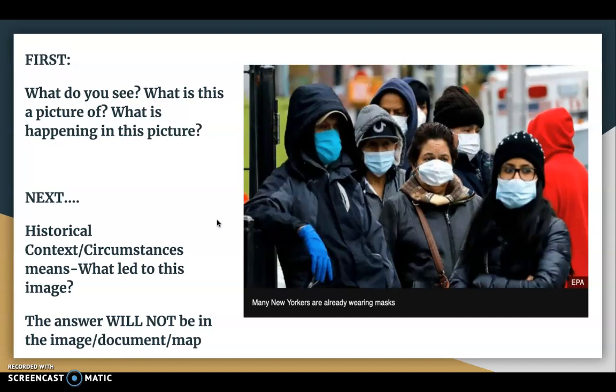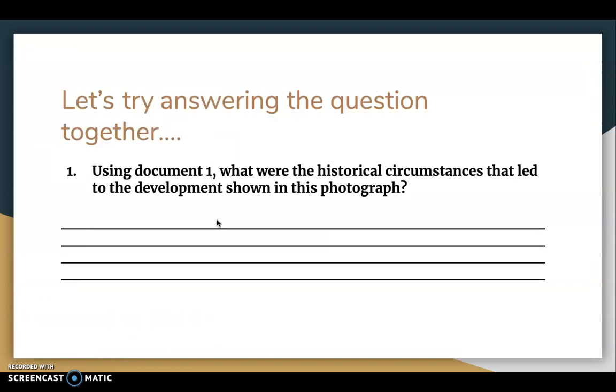The answer will not be in the image, document, or map. So in this case, the answer is not in this image. So what led to people wearing masks? So the answer, very simply, is, and you're going to write it into your handout, your document, the historical circumstances that led to this image is that the coronavirus is spreading around the world, and that's why individuals are beginning to wear masks. It's a pretty simple answer, what caused that, okay? Now you're going to do a few more examples with your teacher, and then I'm going to come back and explain your homework.